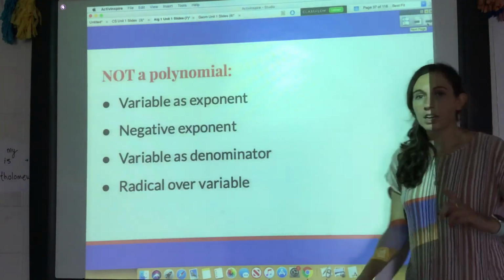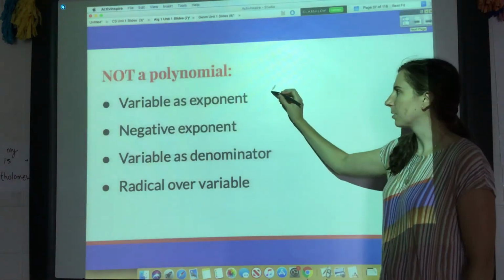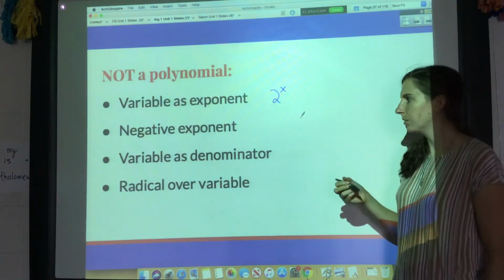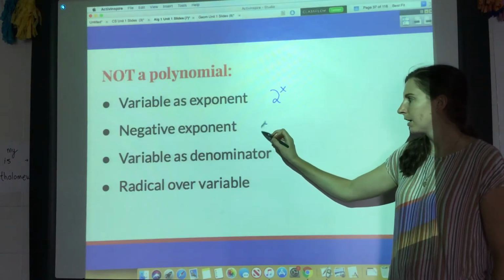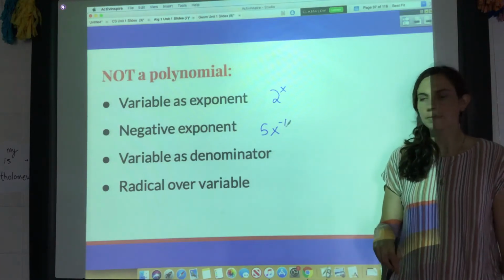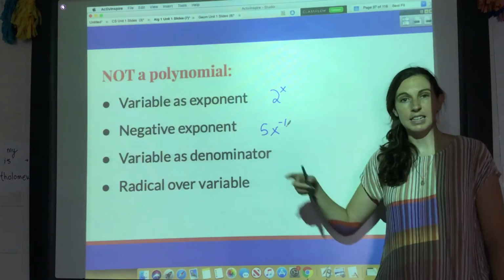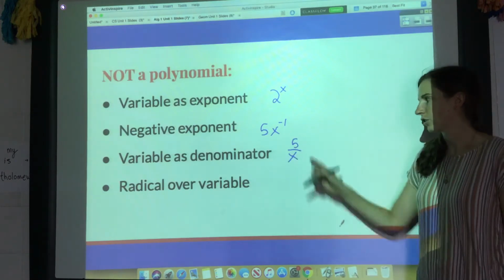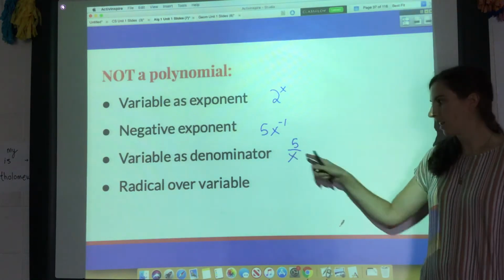Here are some things that are not polynomials. If you ever have a variable as an exponent, something like 2 to the x, that is not considered a polynomial. If you ever have a negative exponent, something like 5x to the negative 1, see that negative exponent? If you ever have a variable in the denominator, something like 5 over x, it's actually the same as this, side note. If you ever divide by a variable, that's not a polynomial.